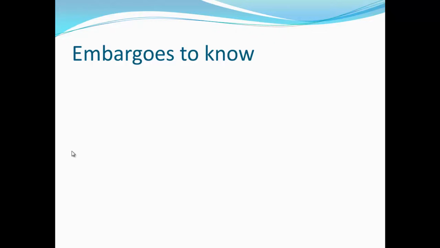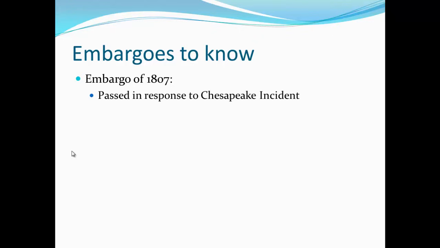Now we're going to lead into some embargoes that you must know. There are three of them. The first one is the Embargo Act of 1807. This is during President Jefferson's administration, and it was passed in response to the Chesapeake incident. The U.S. wanted other countries, particularly England and France, to start respecting their rights. So one way they did this was by forbidding every single U.S. export. They would not allow the U.S. to trade with any other countries.